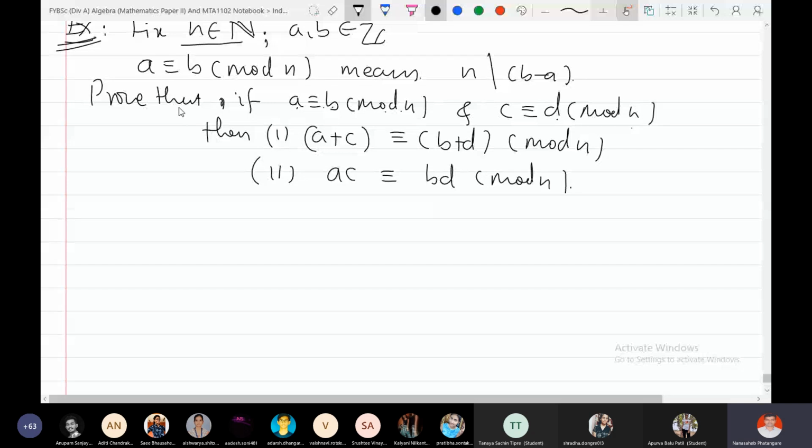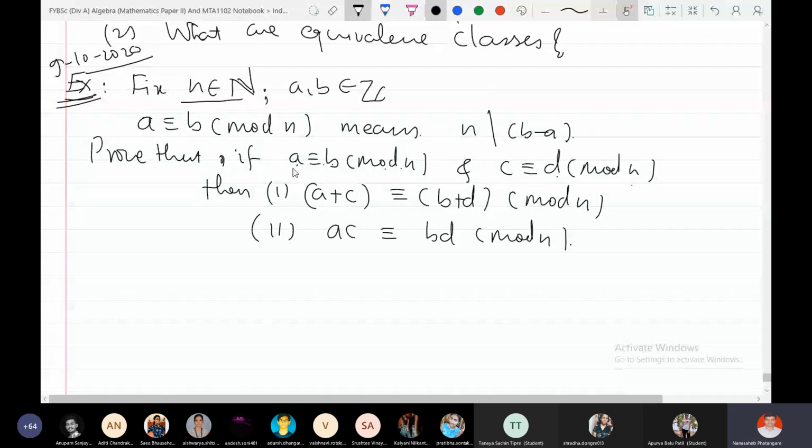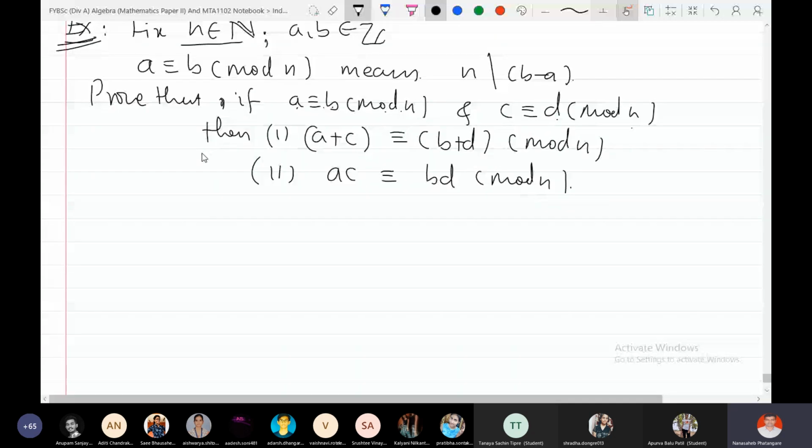If A is congruent to B modulo n and C is congruent to D modulo n, remember n is a fixed number now, right? And as we discussed yesterday, A congruent to B is equivalent to A related to B with respect to our relation, and that is the congruence notation we are using here. So the proof of this is very straightforward, I think you must have done this, right? The first one is easy. So A is congruent to B modulo n means what?